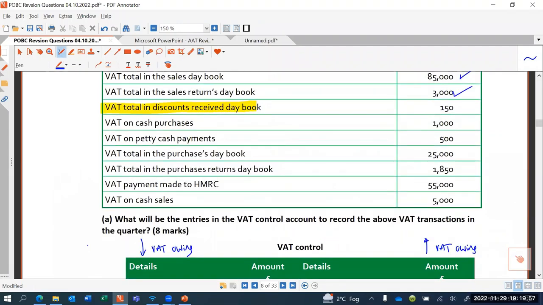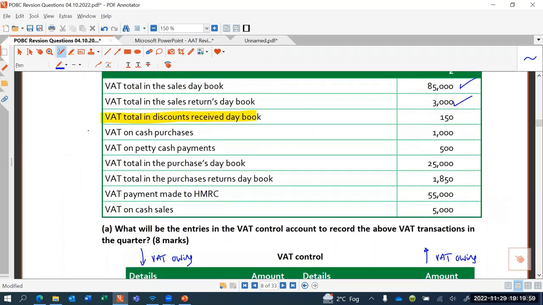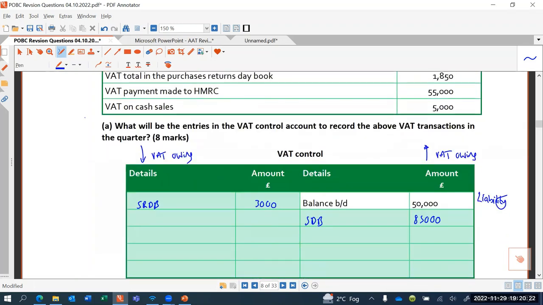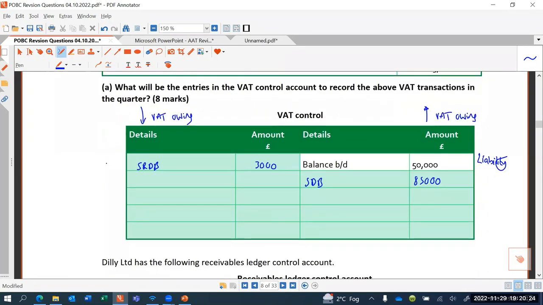Okay, so I'll probably skip the discounts and see if there was something nicer. So next are purchases. So we've got VAT on cash purchases. I've got VAT on petty cash payments as well. So I've got two types of cash payments, some paid out of the bank and some paid out of the petty cash. What side do you think I'd put those on? Where might I put payments? Any thoughts on that one?